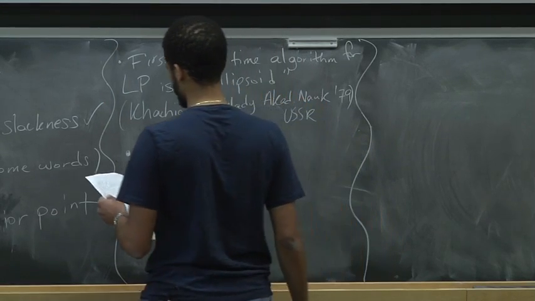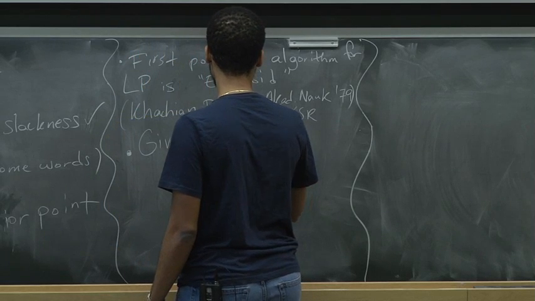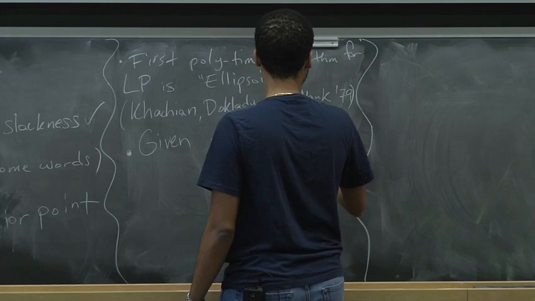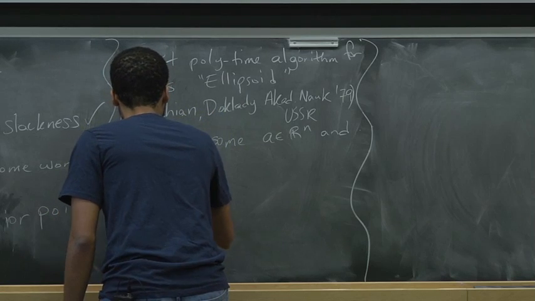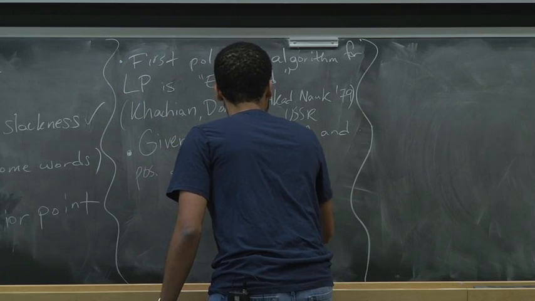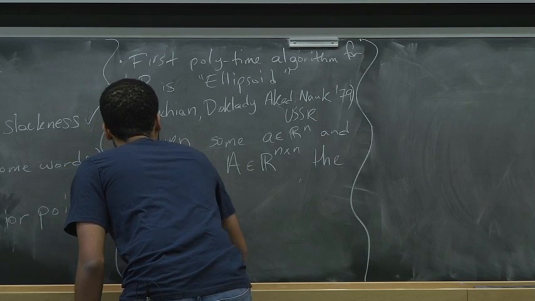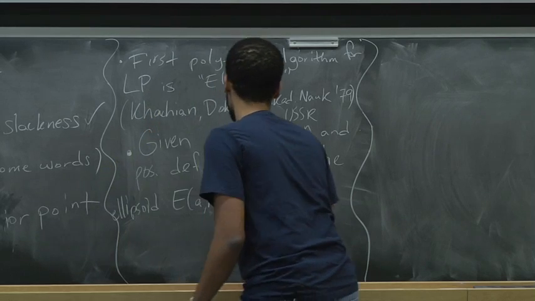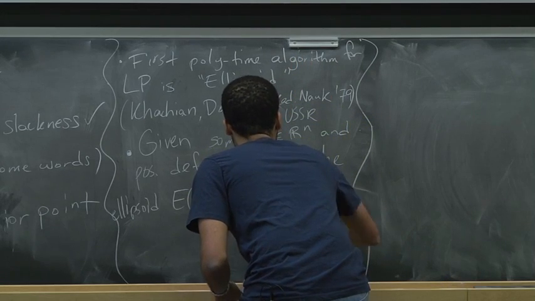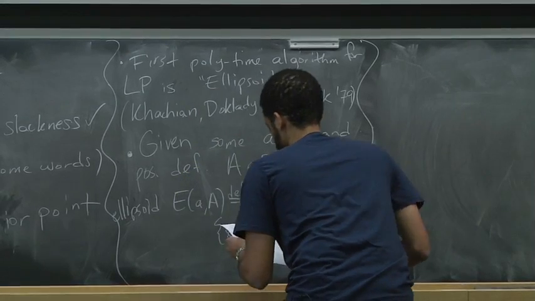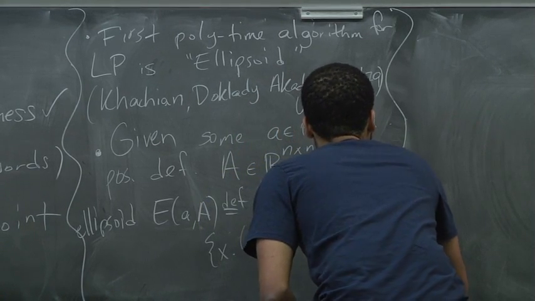So, given some a in R^n, as well as a positive definite matrix A, the ellipsoid E(a, A) is defined to be the set of all x such that (x minus a) transpose A inverse (x minus a) is less than or equal to 1.